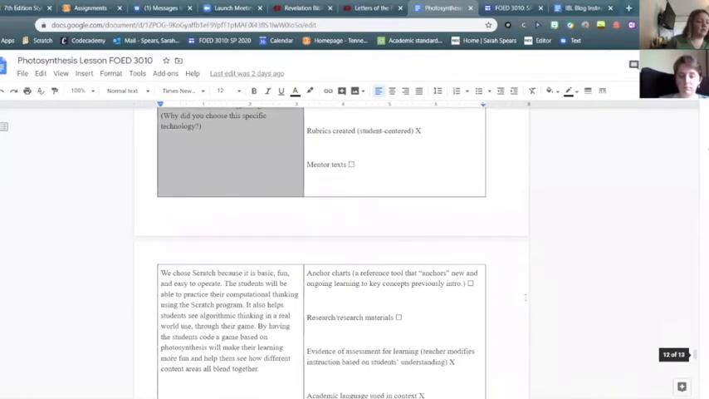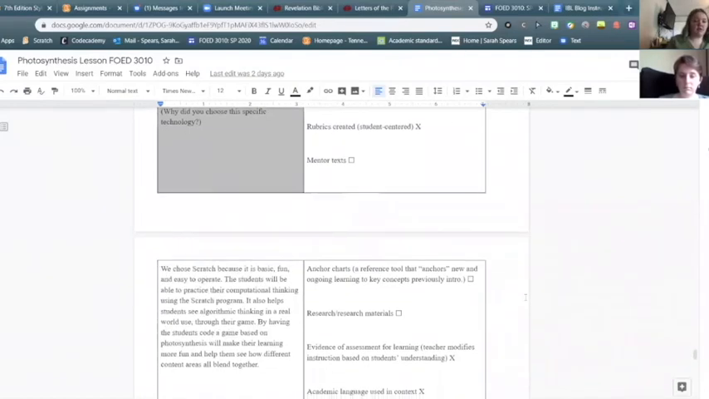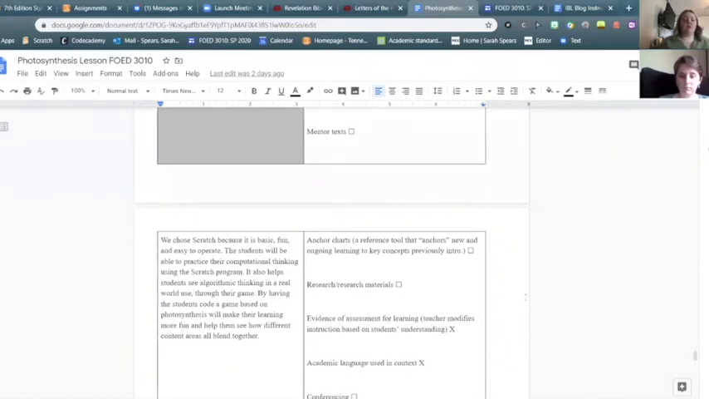And the rationale for the teaching strategies, we chose to use Scratch as our platform because it's very simple, it's fun, and it's easy to operate for students. They'll be able to practice computational thinking because they'll need to be able to use algorithms. They'll need to be able to see sequences, repetitions, parallels. So that's going to give them that opportunity to practice the skill they're working on learning. So they'll be able to take that into the real world.